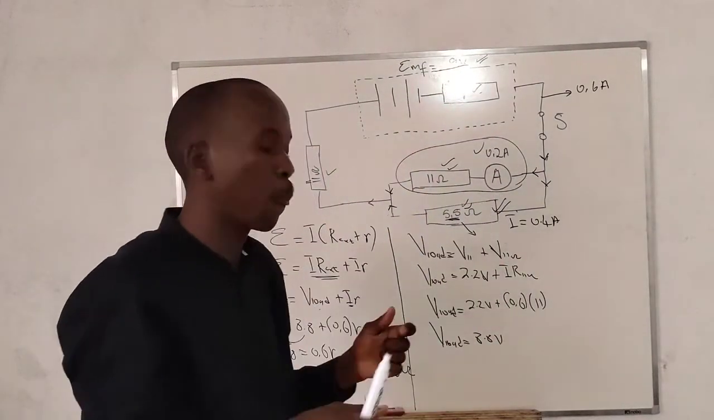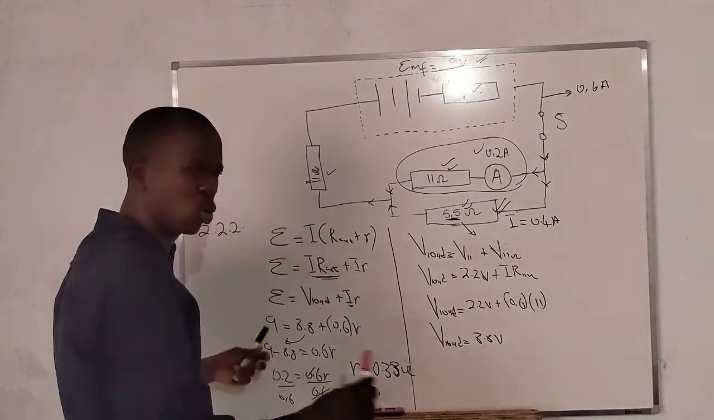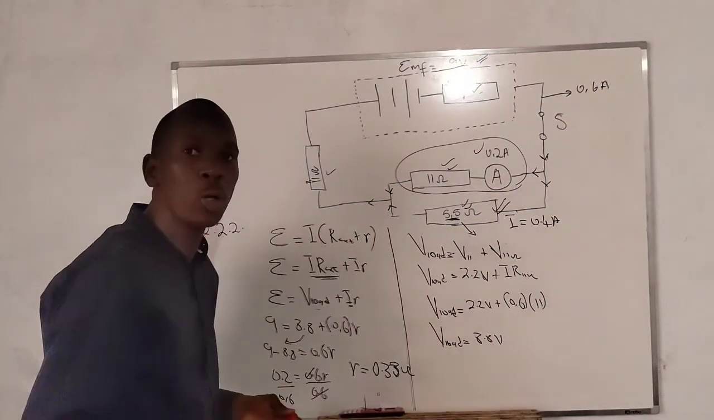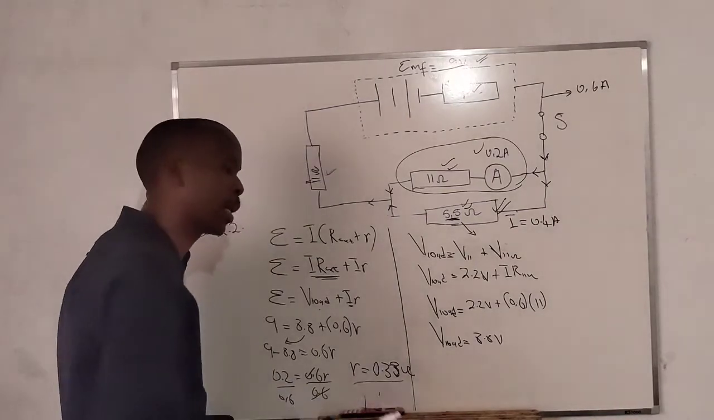As you work on more problems, you will find that the internal resistance of a battery is usually just a small figure. It's usually less than 1 ohm, something like that. It is usually a very small number. So that is the internal resistance.